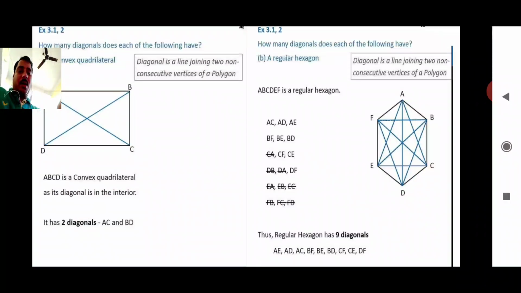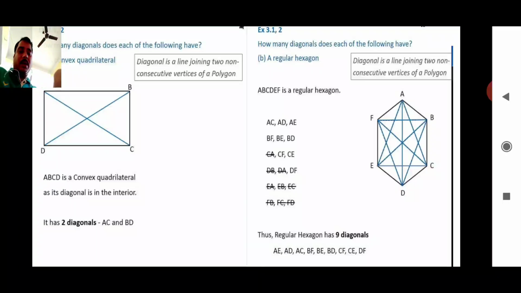So ABCD is a convex quadrilateral. As its diagonals are in the interior, it has two diagonals, AC and BD. In second part, a regular hexagon. Student, you know that regular hexagon means all sides and all angles must be equal, and a polygon having 6 sides is known as hexagon. Here 1, 2, 3, 4, 5, 6 sides, it is a regular hexagon.